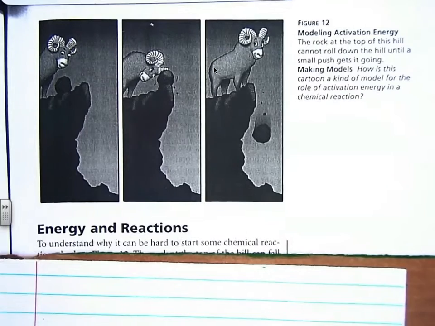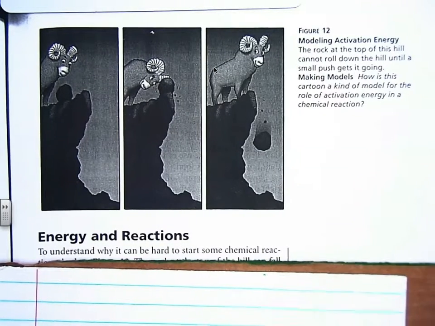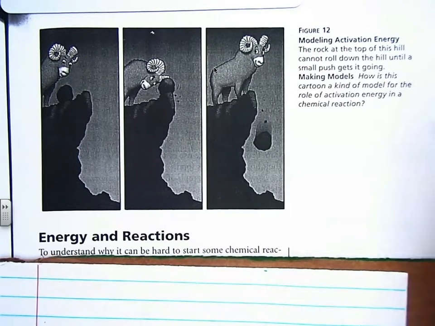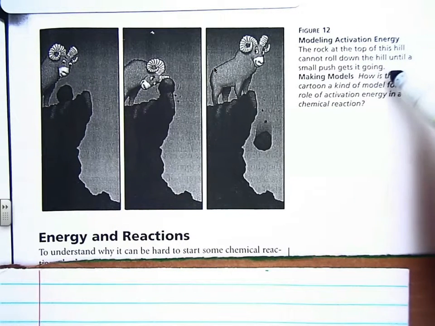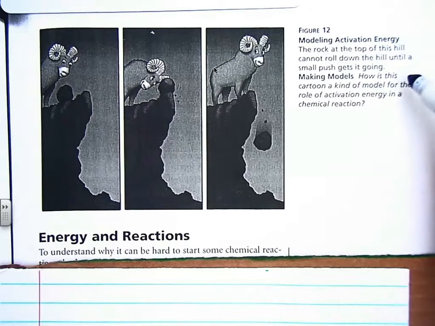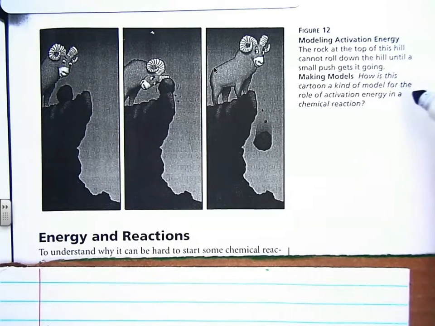Okay, energy and reactions. Let's take a look at this figure. Figure 12, modeling activation energy. The rock at the top of the hill cannot roll down the hill until a small push gets it going. Question: how does this cartoon make a kind of model for the role of activation in a chemical reaction?